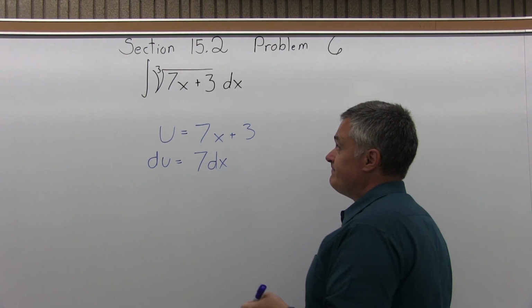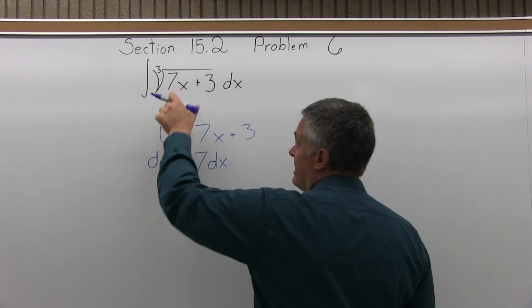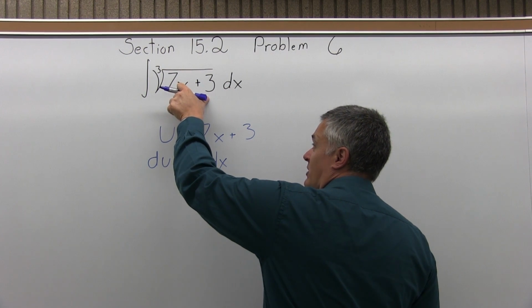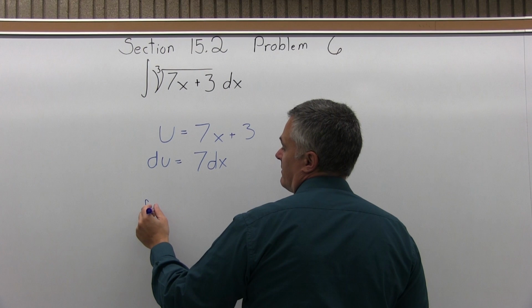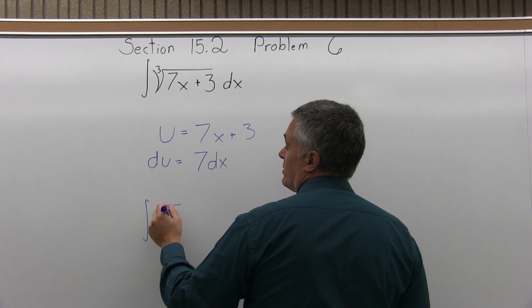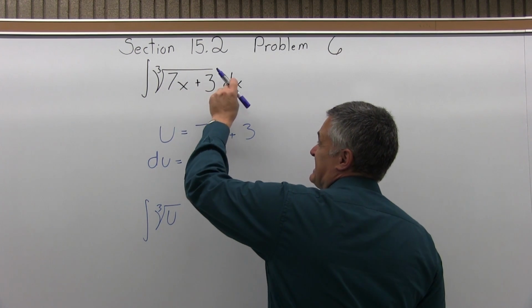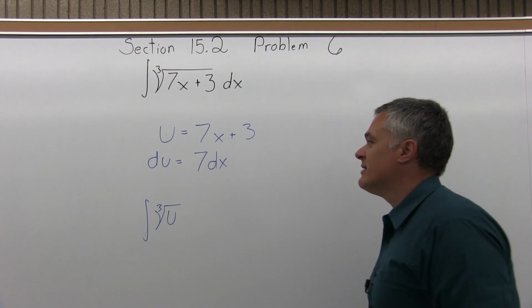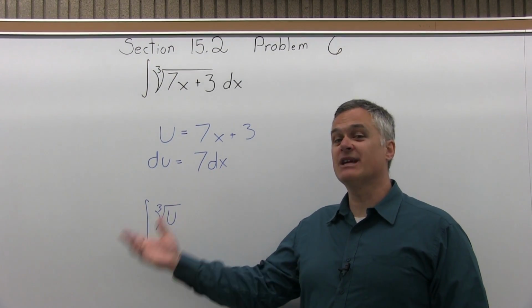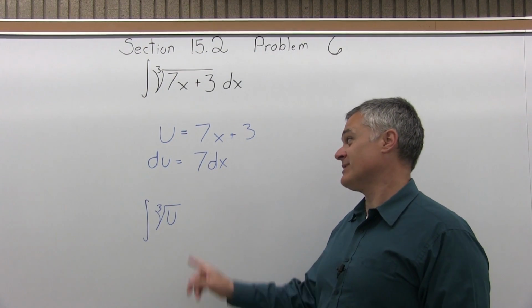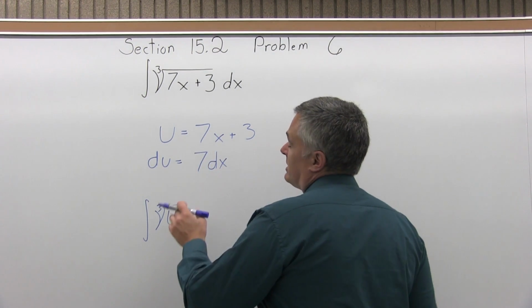So now that I have the u and the du, I'd like to rewrite the problem in terms of my new variable. So I'm going to have the integral of cube root of u instead of cube root of 7x plus 3. Now the dx on the end, I don't really have a perfect match for this. I have 7 dx. I know what 7 dx is equal to. I don't want 7 dx. I want just dx. I need to get rid of the 7. So I'll just adjust it a little bit.